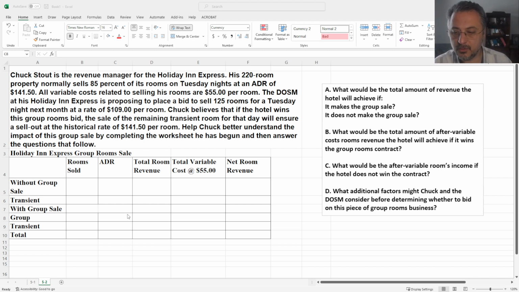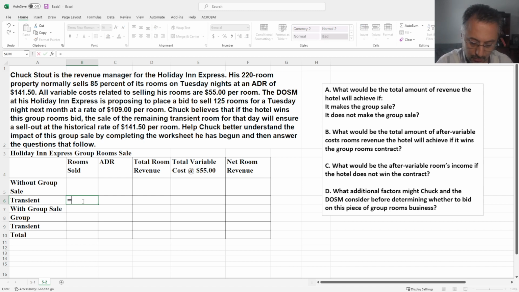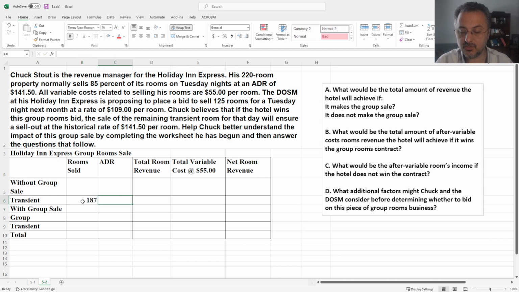Okay, hopefully you solved the question on your own, and let's go over it one by one. First, we're going to do without the group sales. Basically, there is no group, just a regular sale. How many rooms do we sell? Now, we have 220 rooms. However, our occupancy rate is historically 85%. So most likely we are going to sell 187 rooms because of the 85%.